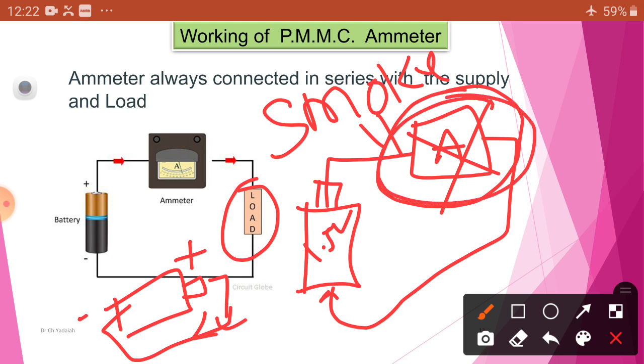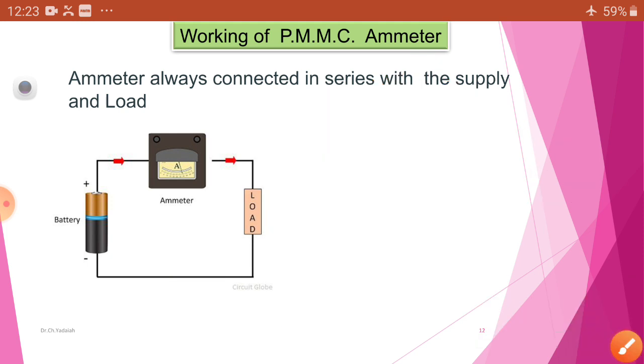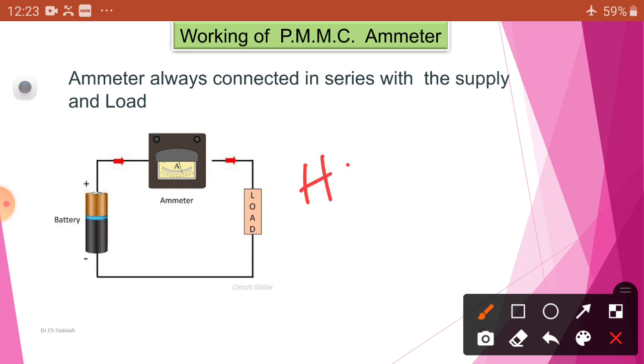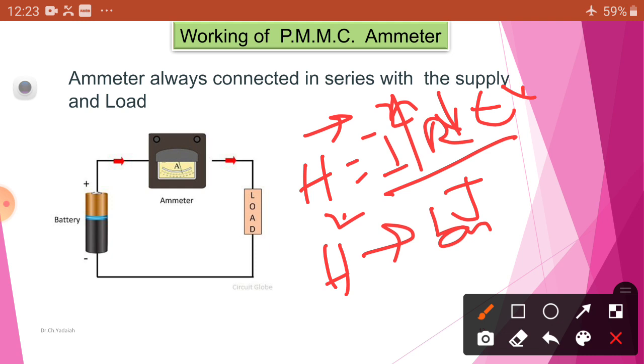Similarly, our ammeter coil has a very low resistance, so it will draw a lot of current. That current produces heat equal to I square R T by J. Since the resistance is very low, the current is very high, a short circuit current. Over time, with J a constant of 4.2 joules, heavy heat will develop. That heat will burn the insulation on the copper winding.